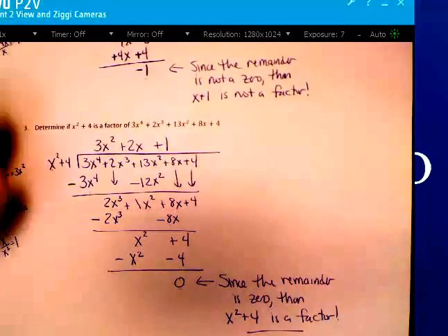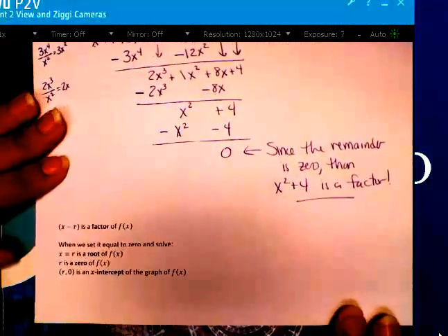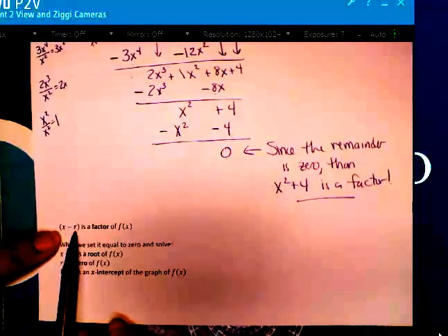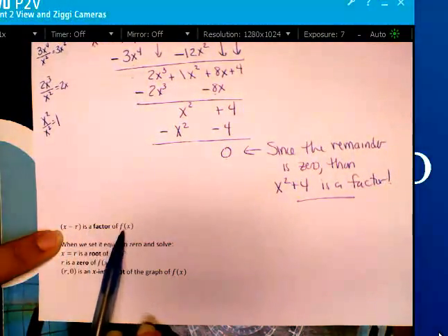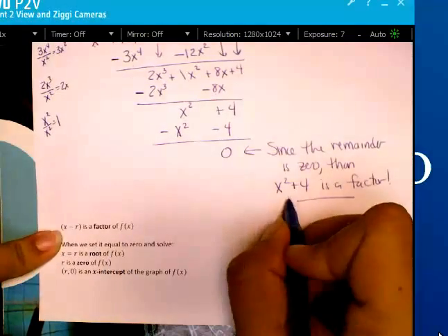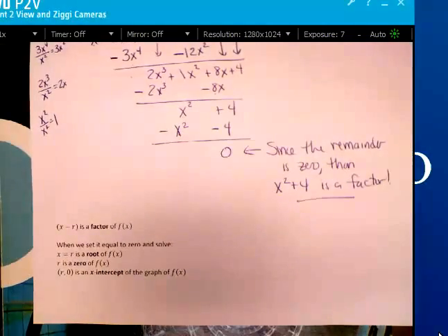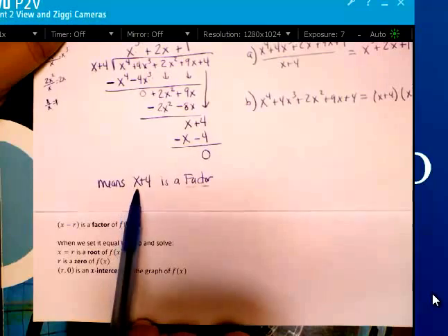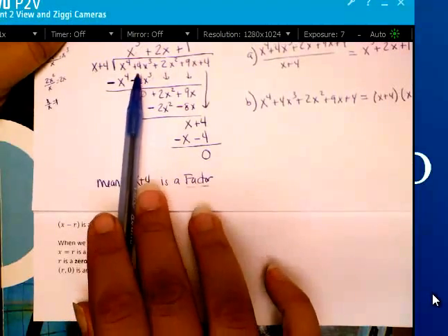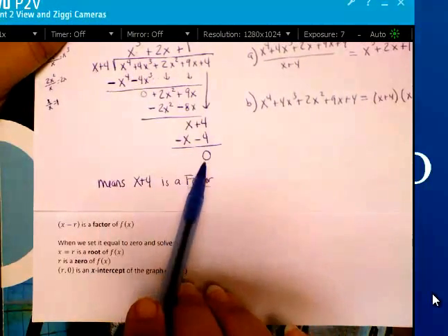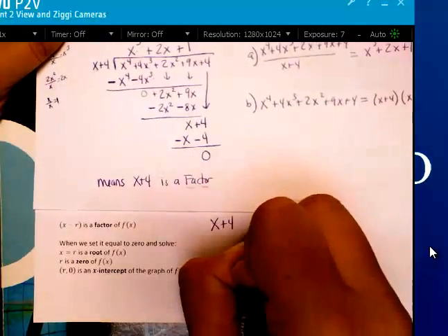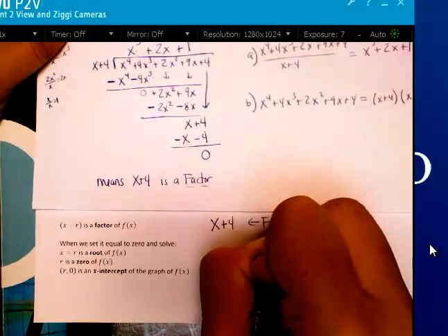Alright, so that's it for long division. I'm going to show you synthetic division. Before we do that, I want to make sure that we understand some terminology. When we have x minus r is a factor of f of x, let's go back to this example right here. We knew that x plus 4 was a factor of this polynomial because we have a 0 as a remainder.